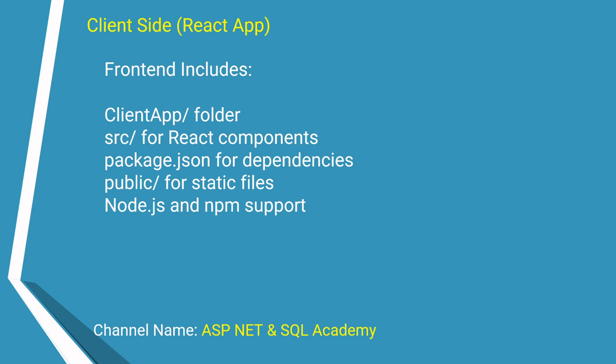The client side is built with React, located inside the ClientApp folder. It has the src folder for React components, a package.json file for dependencies, and a public folder for static files. This is where you design the user interface and connect it to your backend APIs.